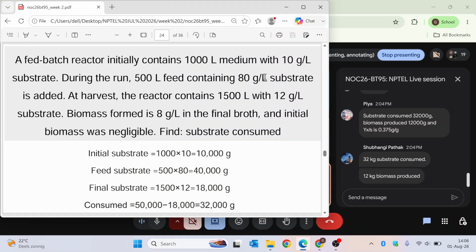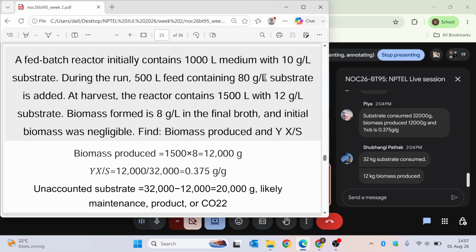Okay, so the initial substrate is 1000 liter medium with 10 gram per liter, so it's 10,000 grams. And again, what was fed is 500 liters with a concentration of 80 gram per liter, so 40,000 grams was then added. So now you have 50,000. From that, 18,000 was remaining, so 32,000 grams has been consumed, or 32 kg has been consumed.